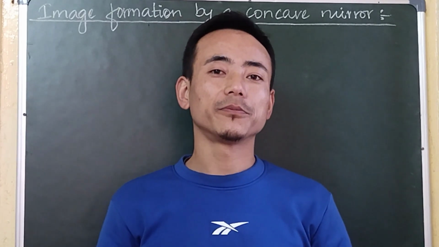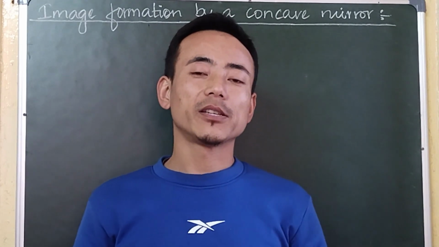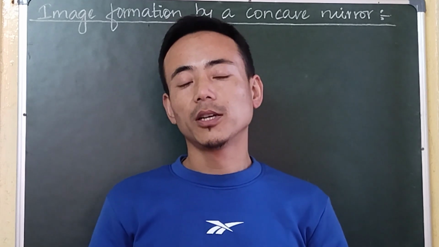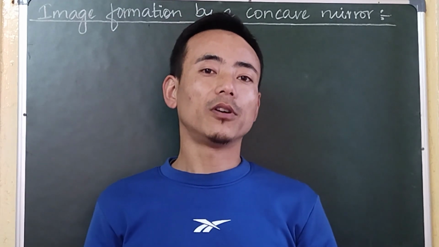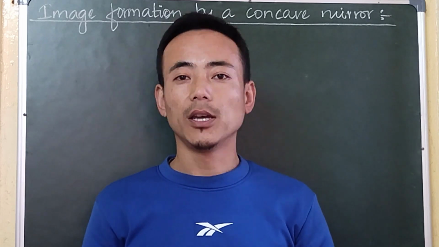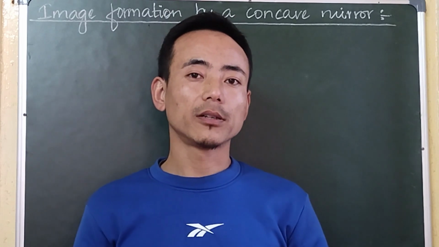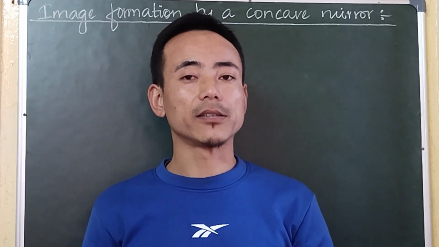So today in this video we'll be discussing the image formation by a concave mirror. We know that a concave mirror, which is also called a converging mirror, forms real and inverted images. So for different positions of the object, today we'll find out the position of the image, the nature of the image and the size of the image.